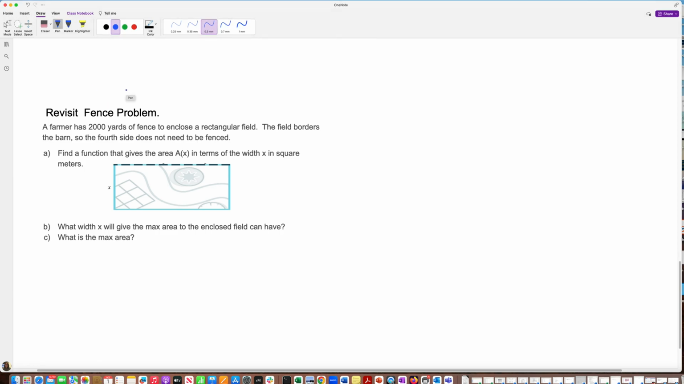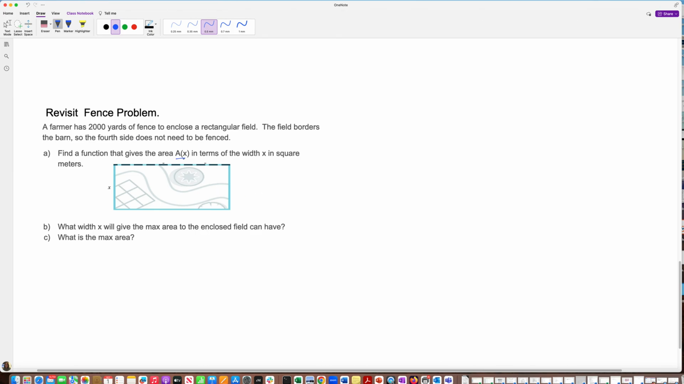Okay, let's consider a farmer has 2,000 yards of fencing to enclose a rectangular field. So the field borders a barn. So we're actually just going to use 3 sides of the rectangle with the fencing. The 4th side doesn't need to be fenced.